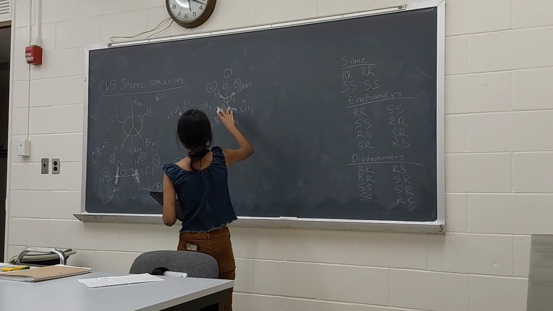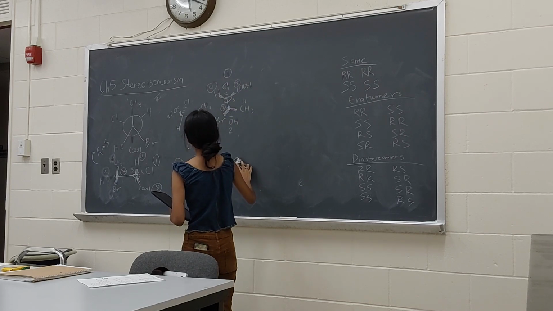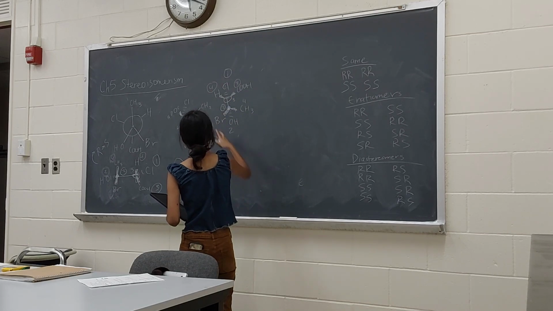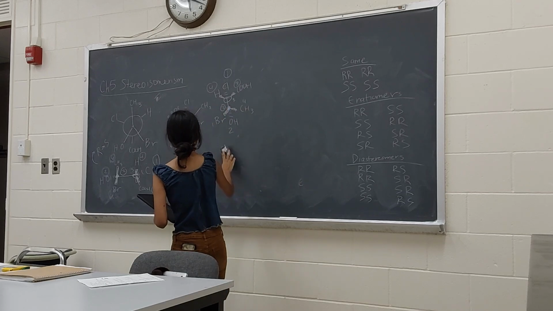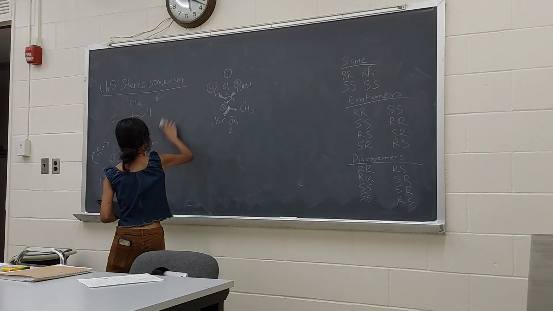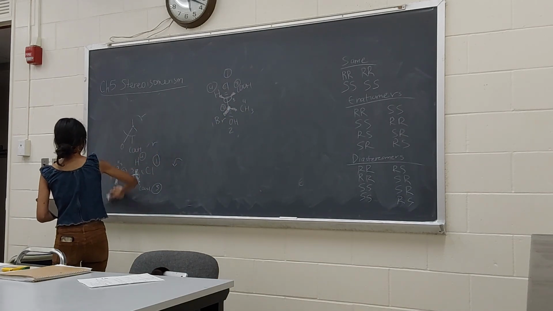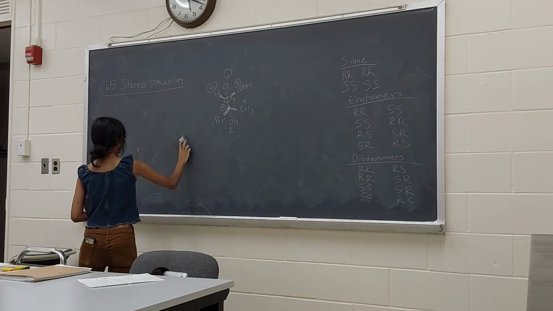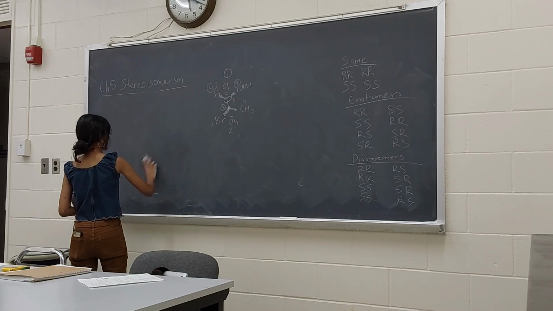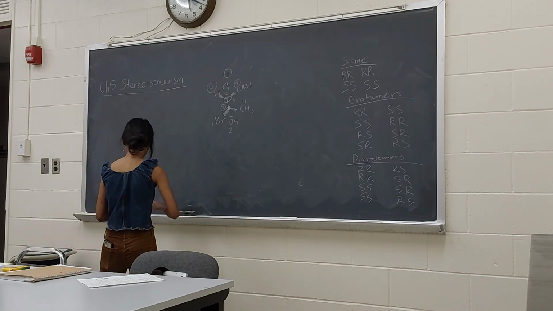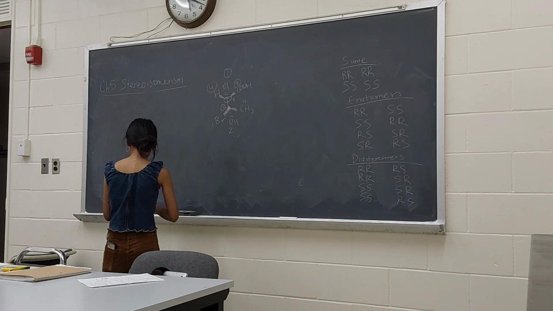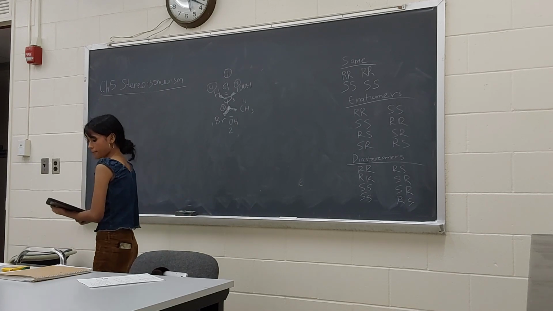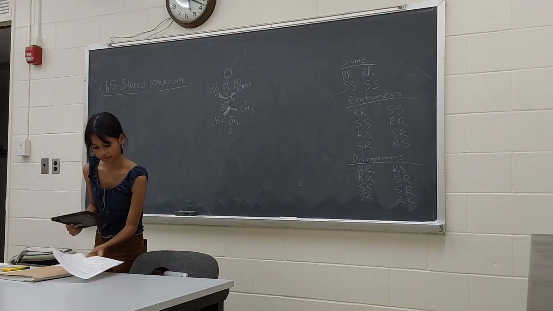For each chiral center. So which one's number 2 for the top one? Oh, the C to this C? This C, yeah. Ah, C to C, and then okay, so then that would be counterclockwise, so that one would be an S, is it?